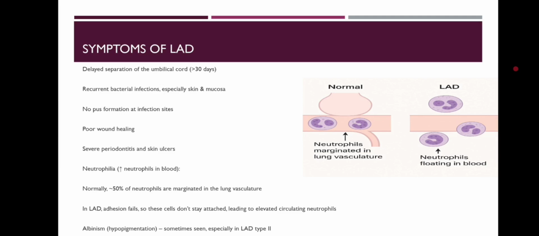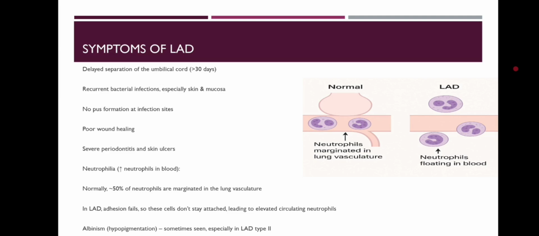This is because pus is primarily composed of dead neutrophils, and if neutrophils can't migrate to the infection site, pus can't form. Poor wound healing. Due to impaired inflammatory response and immune cell presence, wounds struggle to heal properly. Patients often experience severe periodontitis, gum disease, oral ulcers, and other skin lesions.